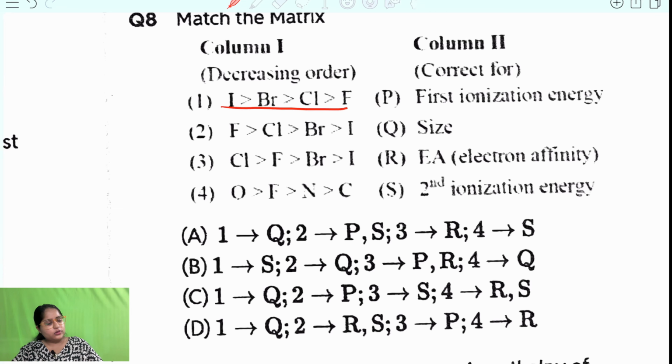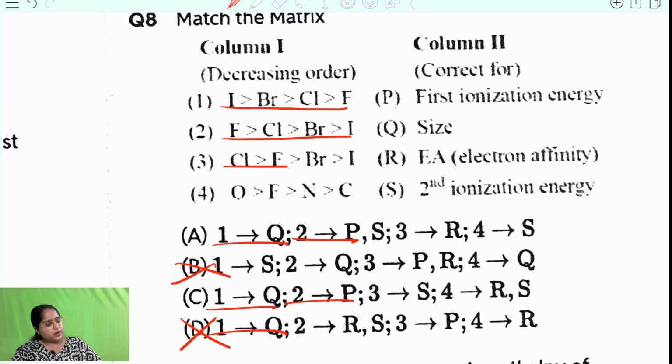Iodine, bromine, so down the group size increases. So iodine more than bromine, chlorine, fluorine. So 1Q, 1Q, 1Q. So this is wrong. Next, this is how you should proceed with a match the column question in your exam. Fluorine, chlorine, bromine, iodine. So fluorine is more. We can see it is ionization energy, right? Because down the group ionization energy decreases, and no exception is also there. So we can say 2P. Here 2P and here 2P means D option is wrong. Next, chlorine is more than fluorine, meaning the third period is more than the second period, they are talking about electron affinity.